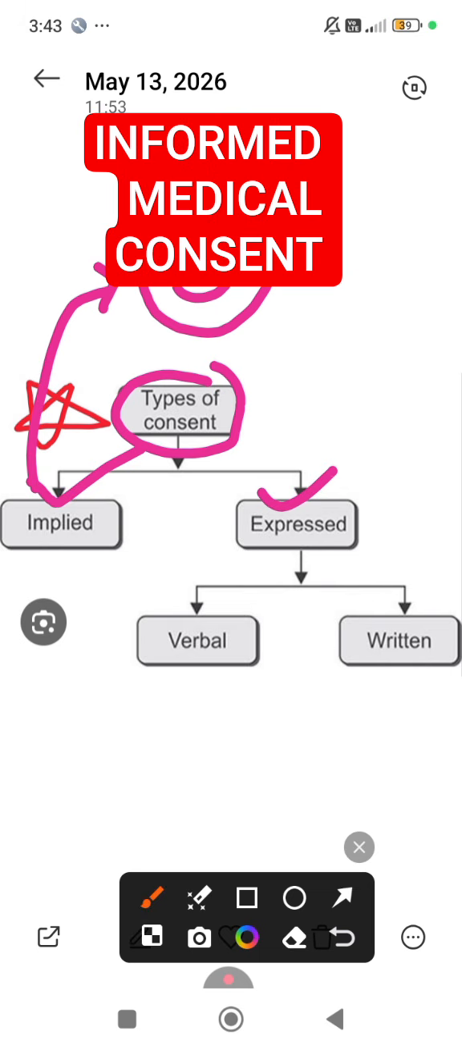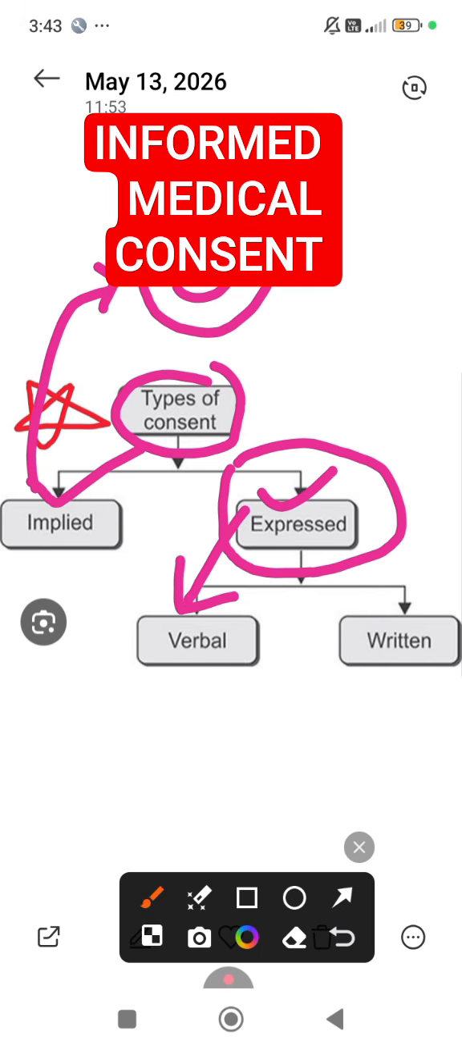Another example of implied consent is in a routine checkup or OPD. Suppose a patient is coming to OPD. At that time he is going for a checkup, so they already agree. That's also an implied consent example.